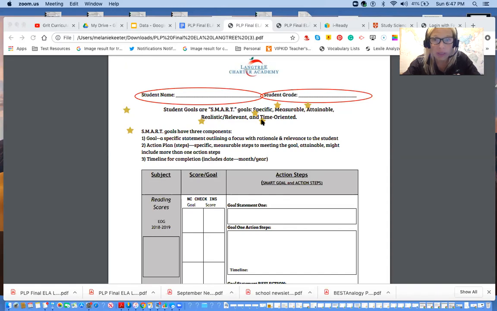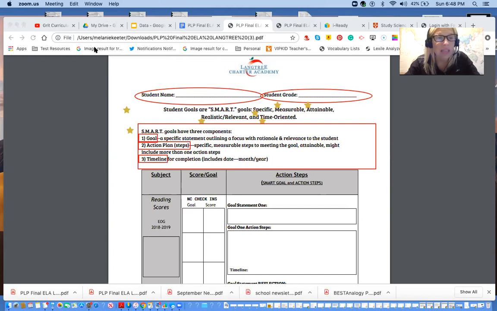And if you haven't written a SMART goal yet, or maybe you did one in elementary school but you have forgotten, we are going to go through some SMART goals right now so that you understand, because a lot of the PLP is really going to rely on these SMART goals. So you will see that there are three components: a goal, which is the specific statement, action plan steps that we are going to take, and then a timeline for completion.